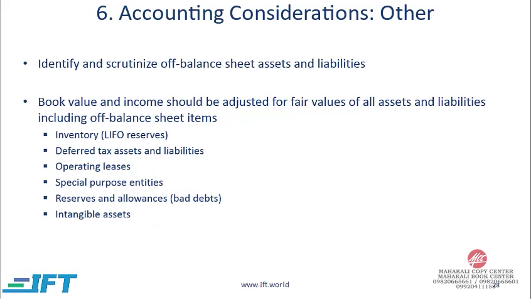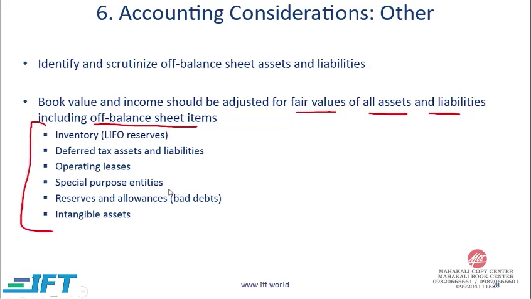Next point has to do with balance sheet adjustments for fair value. And this is fairly straightforward. What you as an analyst need to do is identify and scrutinize off-balance sheet assets and liabilities, because these can have an impact on equity. Book value and income should be adjusted for fair values of all assets and liabilities, including off-balance sheet items. So you need to look at inventory, deferred taxes, operating leases, special purpose entities, reserves and allowances, intangible assets. So this is obviously not an exhaustive list.